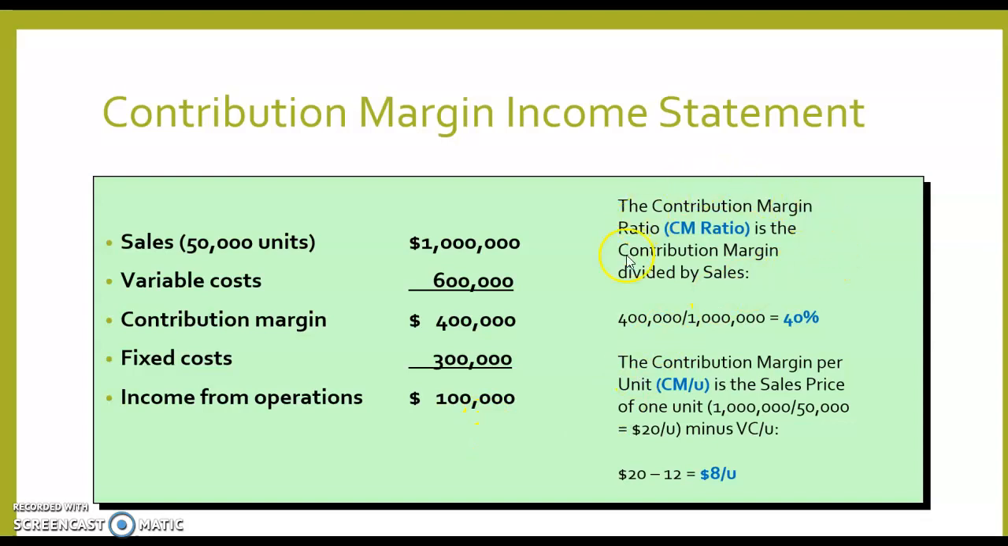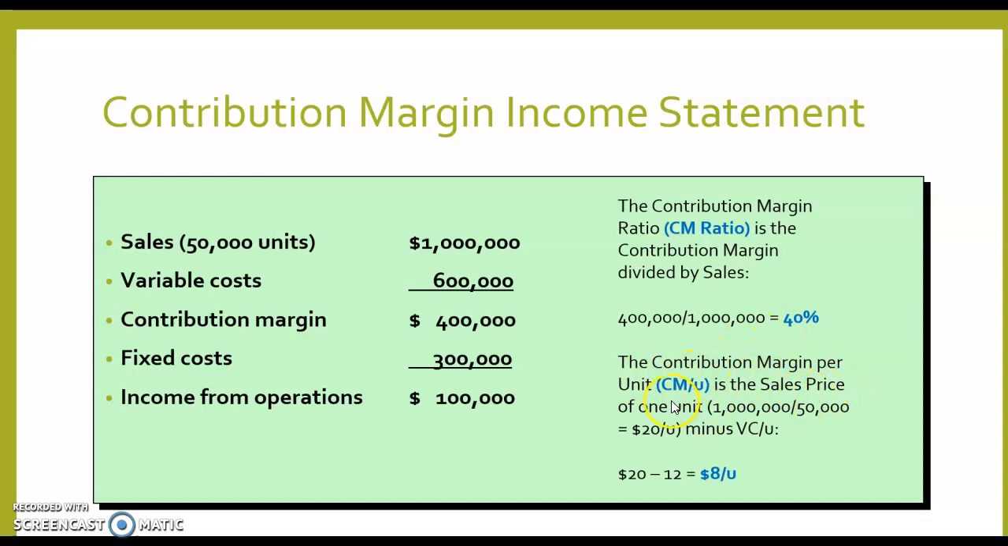Okay, now over here to the right, the contribution margin ratio is the contribution margin divided by sales. So our contribution margin is 400,000. We divide that by sales, which is 1 million, and we get 40%. That is our contribution margin ratio. So we can say 40%, or we can put it in decimal form, which is 0.4.